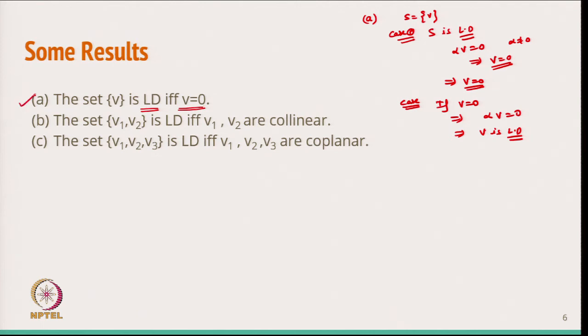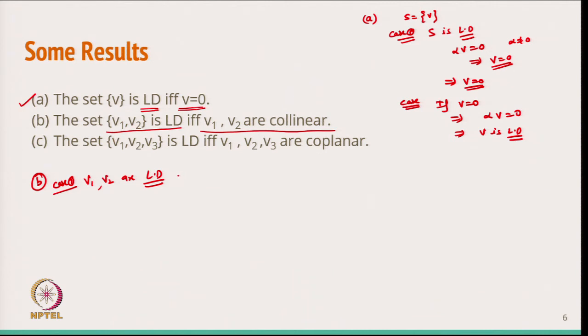So, this is okay. The second one is that the set of vectors is LD if and only if they are collinear. So, this B part I can discuss here. Now, it is given that V1 and V2 are LD. So, I just take case 1 and I assume that the set V1 and V2 are LD.